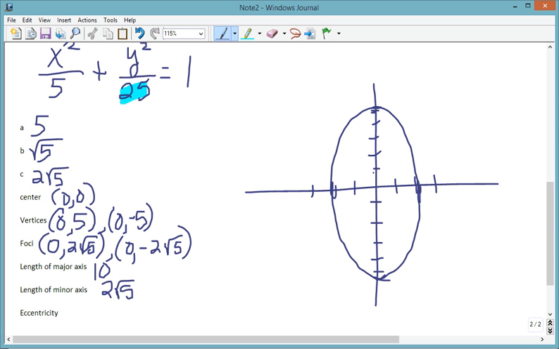I don't want you to plug these into calculators. I don't want you to get an approximate answer. It's better that we just have an exact answer. So leave all the square roots as the square root of 5. You don't need a calculator for any of this.